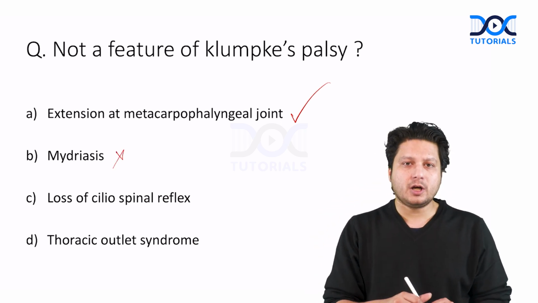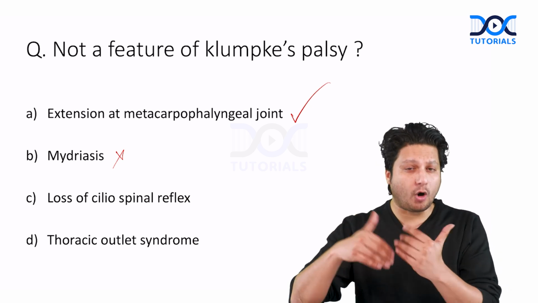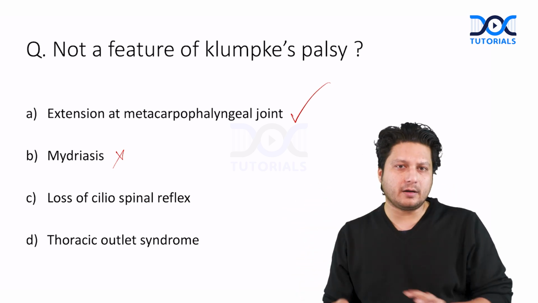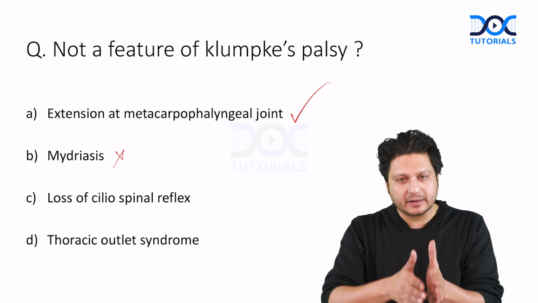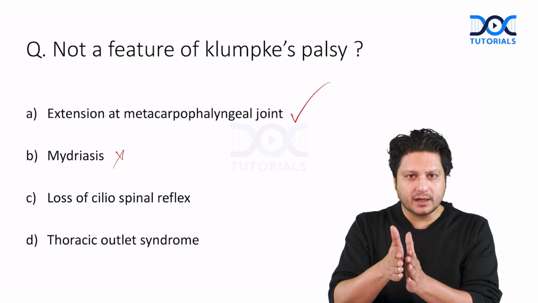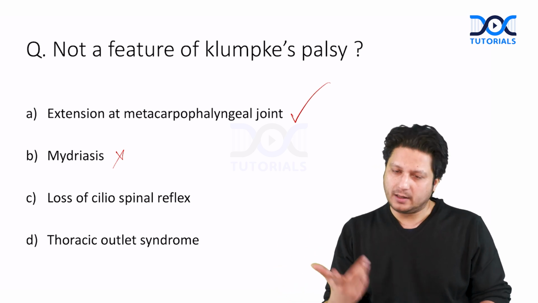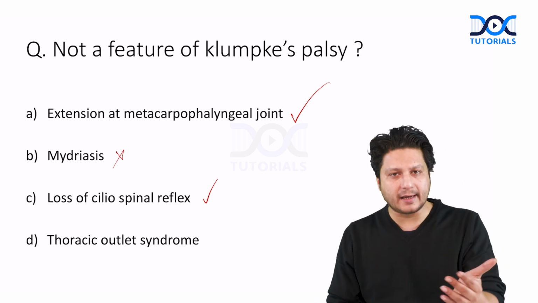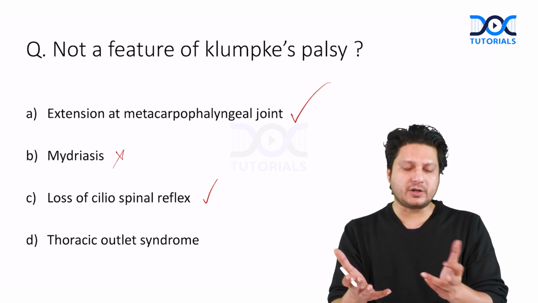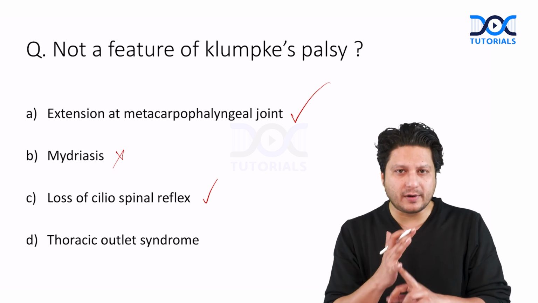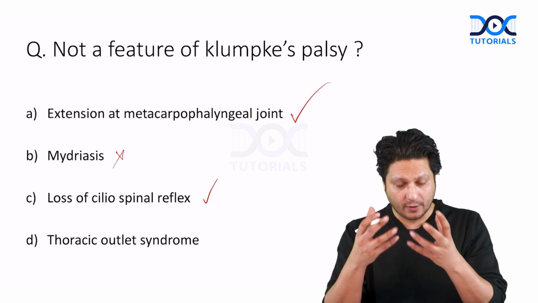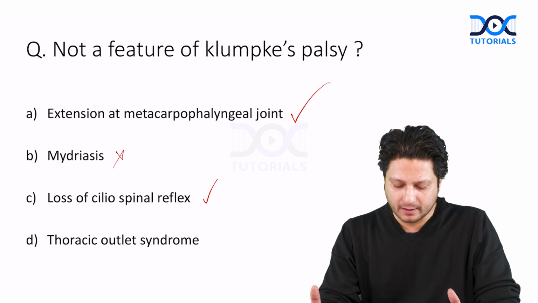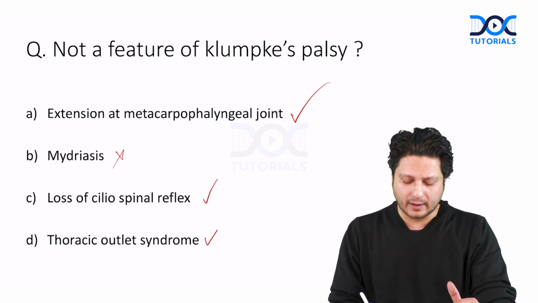Next, mydriasis. One of the features of Klumpke palsy is Horner syndrome because of the injury to the T1 root, which is supplying sympathetic function to the eye. If the sympathetic function to the eye gets injured, it will lead to miosis, not mydriasis. So mydriasis is not a feature of Klumpke's palsy. Loss of ciliospinal reflex is again a component of Horner syndrome, which includes miosis, loss of ciliospinal reflex, ptosis, anhidrosis and enophthalmos. All these are features of Horner syndrome, which are features of Klumpke palsy. And finally, there is thoracic outlet syndrome.